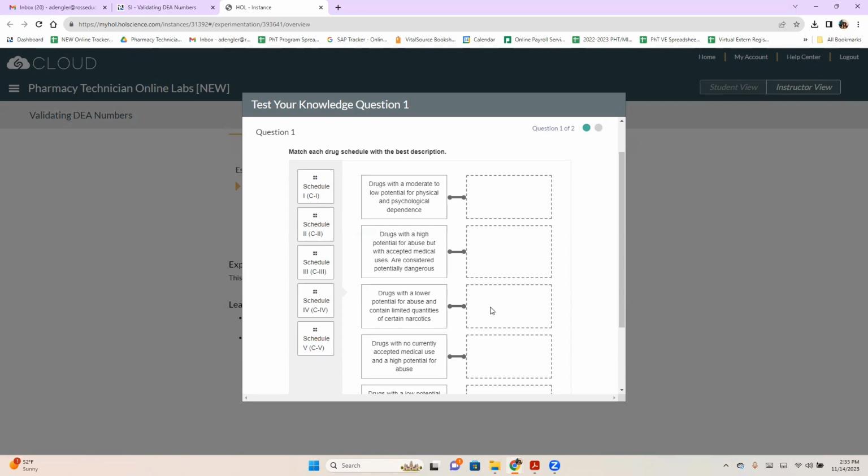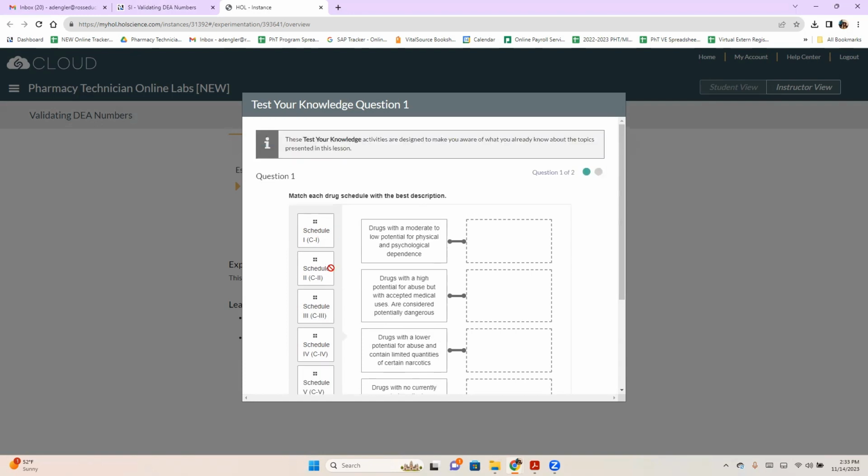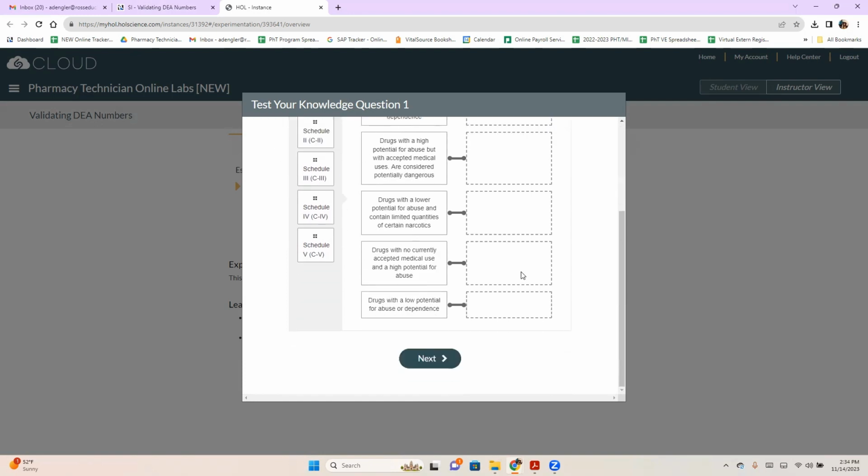So this one here, we'll move over there. Drugs with no currently accepted medical use and a high potential for abuse. That's going to be Schedule 1. And then lastly, drugs with low potential for abuse or dependence. And that is going to be Schedule 4.